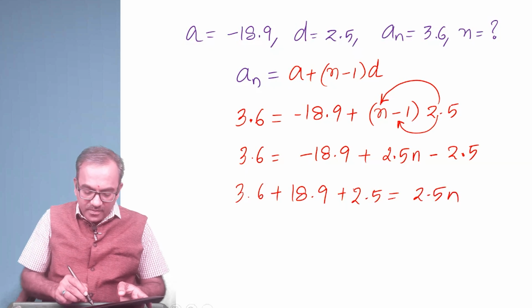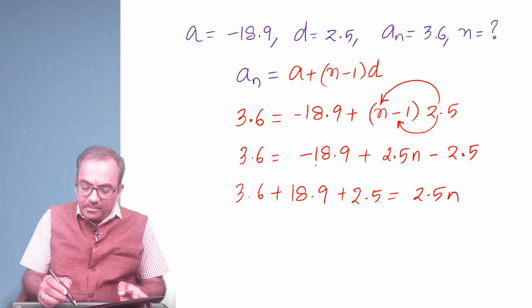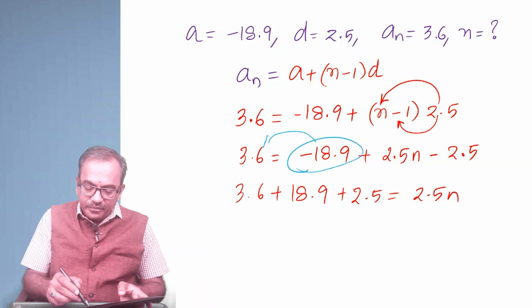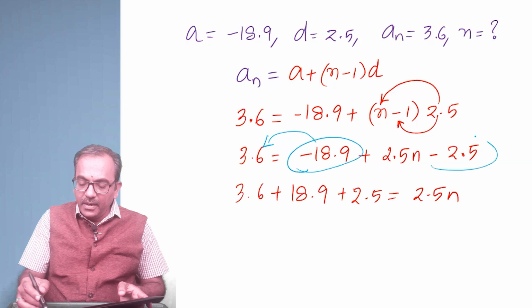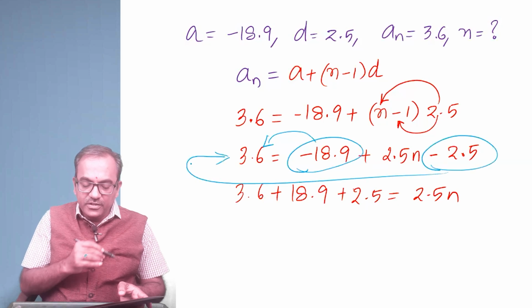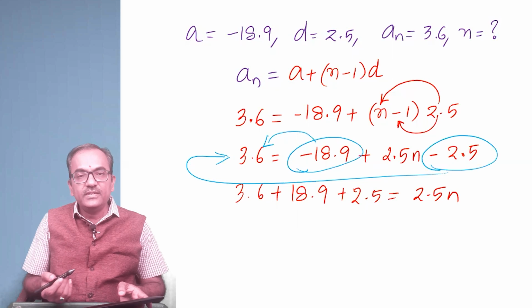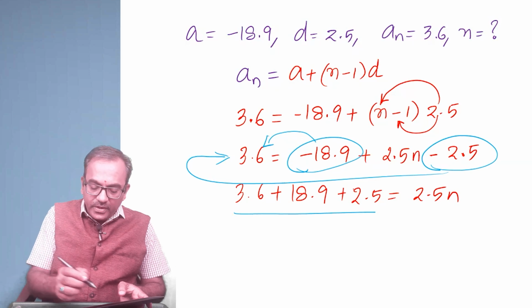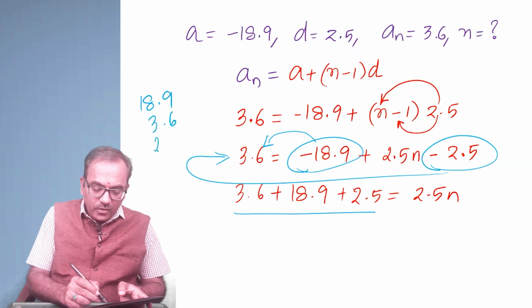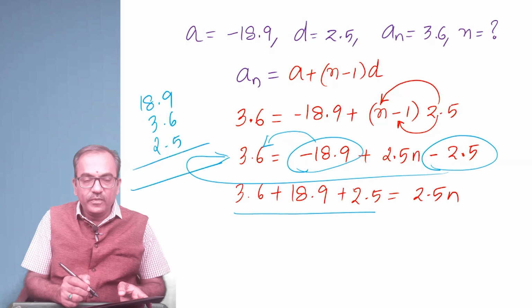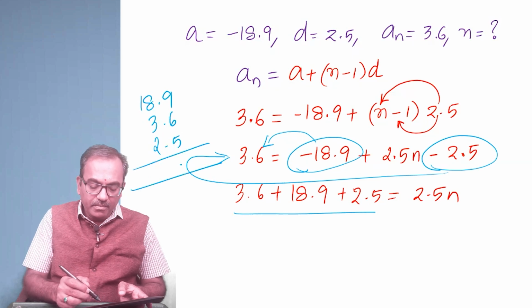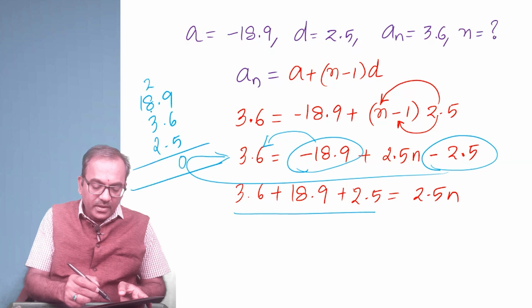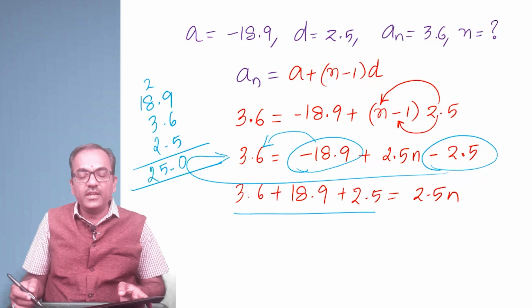What is it that I have done here? I have shifted all the three numbers, minus 18.9 I have shifted to the left hand side, minus 2.5 also been shifted to the left hand side. So they change the sign, and ultimately we need to add all these things. So it is 18.9, 3.6 and 2.5 put together. What do we get? 9 plus 6 is 15, 15 plus 5 is 20, it is 0 carry 2, 2 plus 1 is... 10 plus 5 is 15 and 1 carry, it is 25.0.